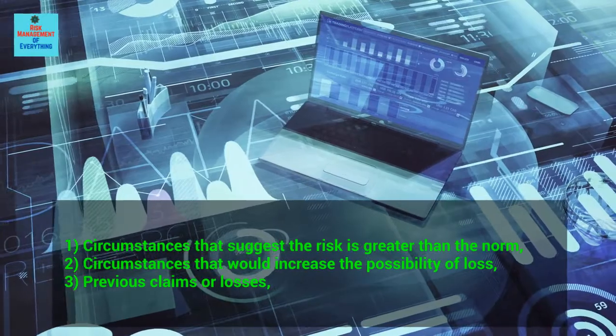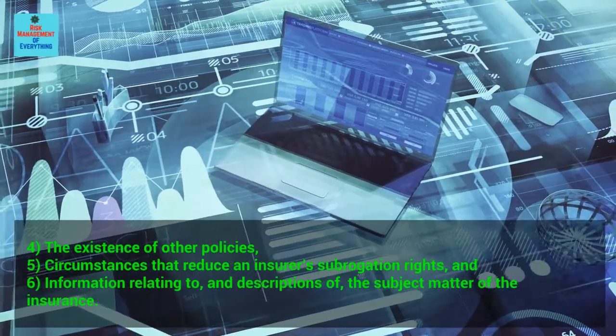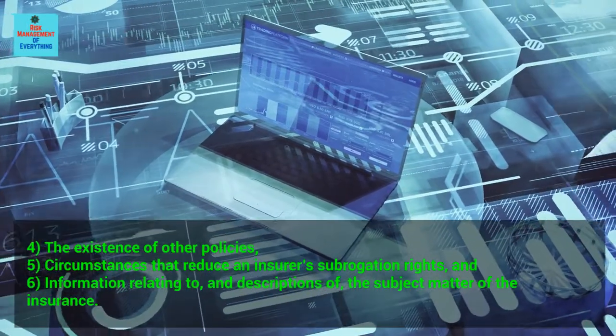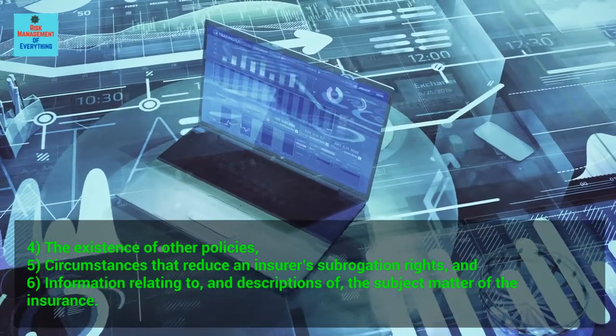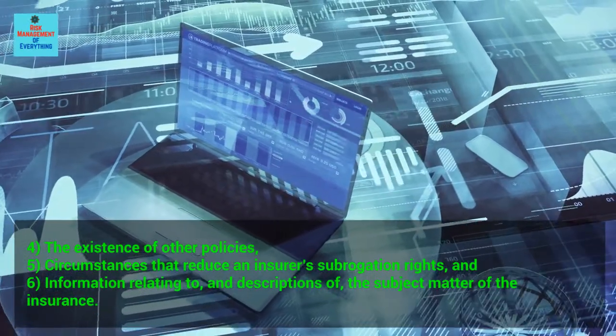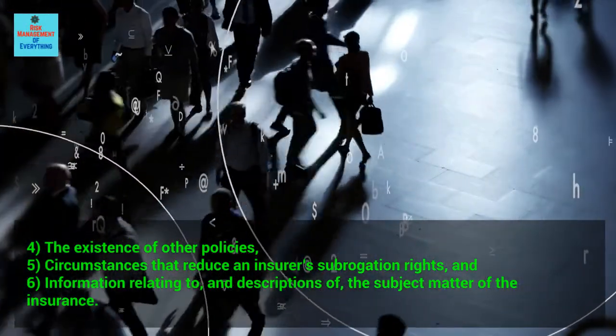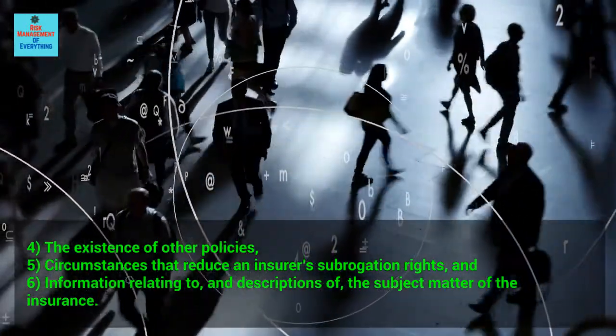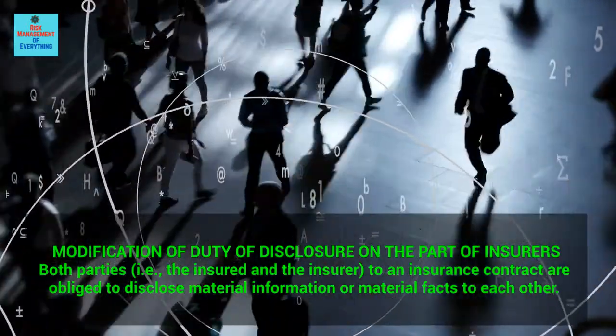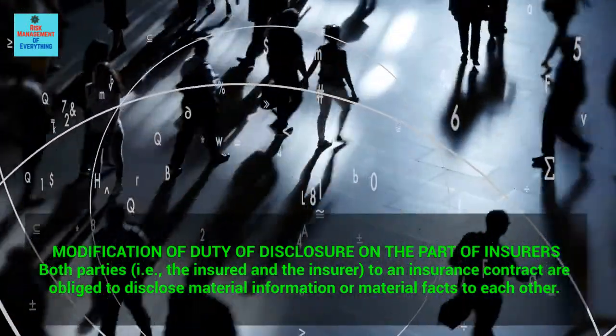3. Previous claims or losses. 4. The existence of other policies. 5. Circumstances that reduce an insurer's subrogation rights. And 6. Information relating to, and descriptions of, the subject matter of the insurance. Modification of duty of disclosure on the part of insurers.